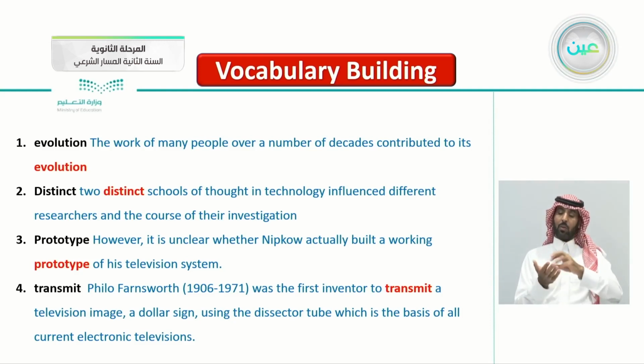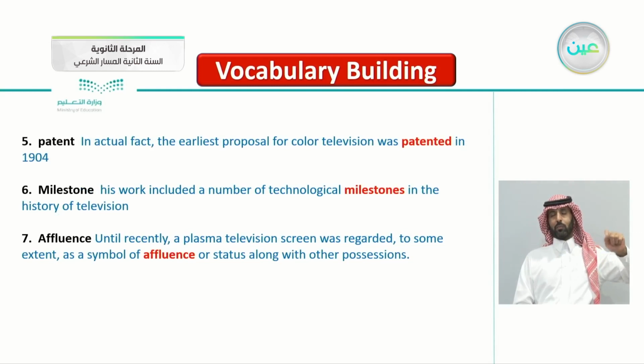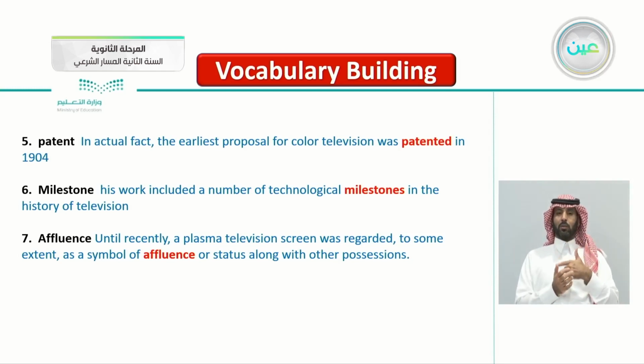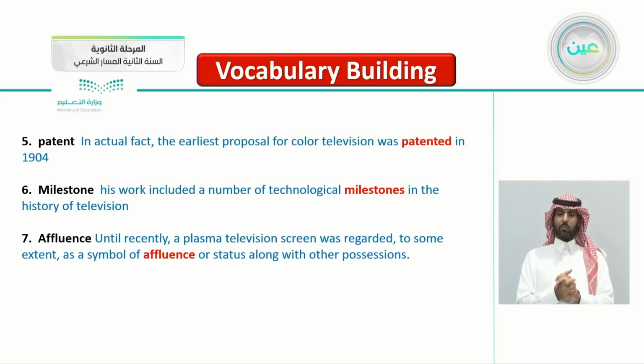Transmit, if you remember, transmit meaning send, is to send something. Philo Farnsworth, 1906 to 1971, was the first inventor to transmit a television image, using the dissector tube, which is the basis of all current electronic television. So he was the first inventor to transmit a television image, Philo Farnsworth. Of course, we'll be reading about him later in the reading lesson. The word patent, in actual fact, the earliest proposal for color television was patented in 1904. Milestone, his work included a number of technological milestones in the history of television. Again, his work included a number of technological milestones in the history of television.